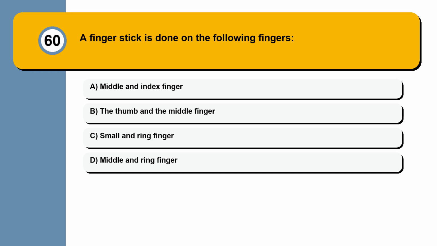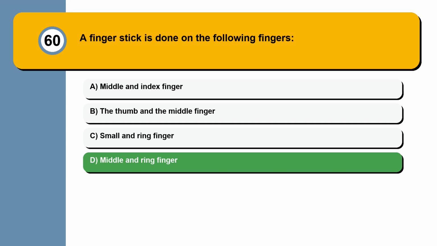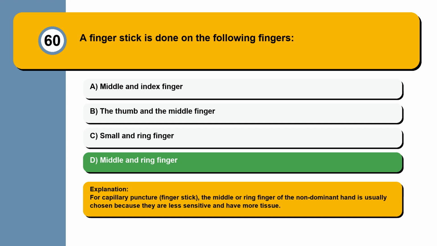Question 60. A finger stick is done on the following fingers. Here are your options. Option A, middle and index finger. Option B, the thumb and the middle finger. Option C, small and ring finger. Option D, middle and ring finger. The correct answer is option D, middle and ring finger. Explanation. For capillary puncture, finger stick, the middle or ring finger of the non-dominant hand is usually chosen because they are less sensitive and have more tissue.